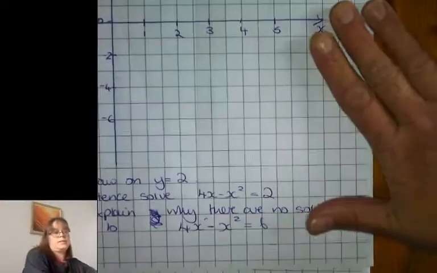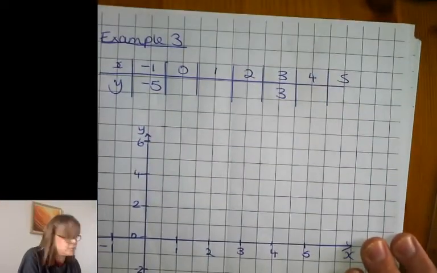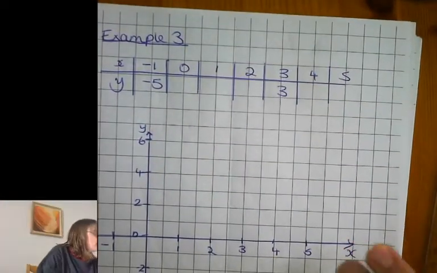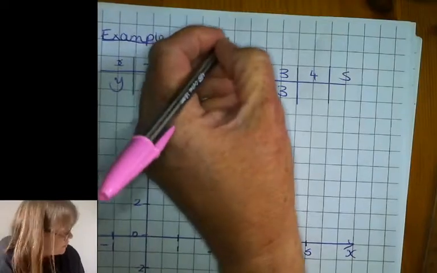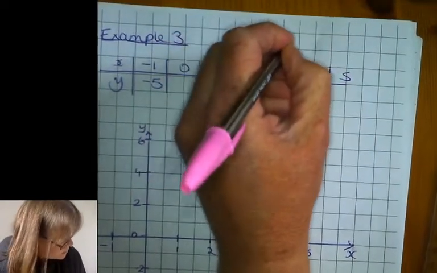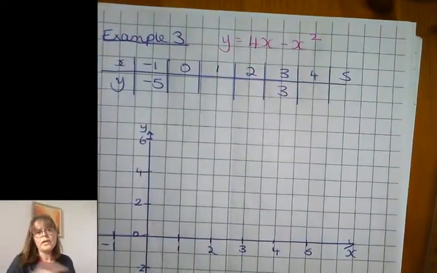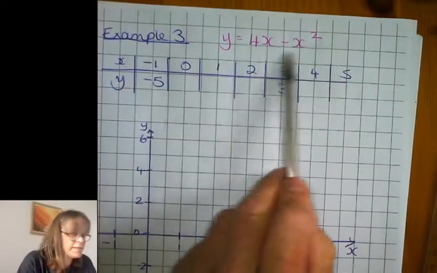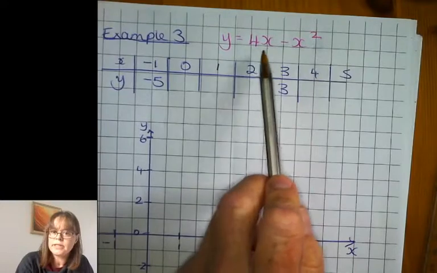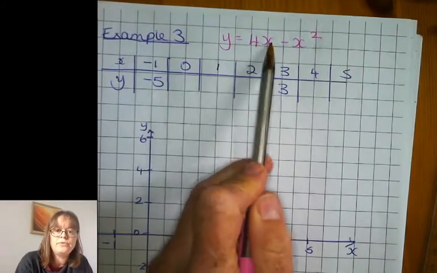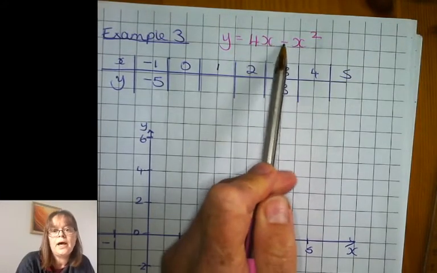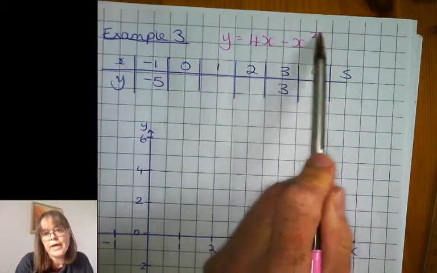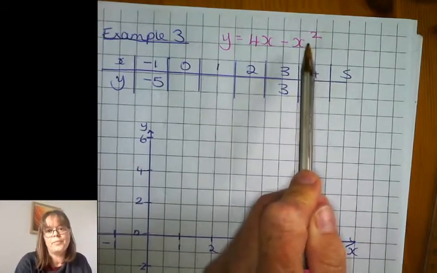Okay, let's do the next one, example 3. Oh, I've forgotten to write the equation of the curve down. We were doing this on this one. Okay, that should be on the printout that we sent you. So let's check I understand this equation, because this, again, it's got a bit more complicated. So I'm going to do 4 times the x number, and then I'm going to subtract whatever I get when I square that number I'm working with.